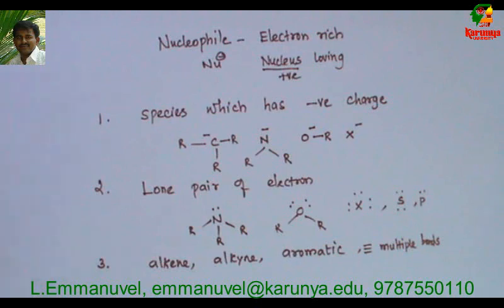Be thorough about this. There are only 3 types of nucleophile. The first one, species which has negative charge. Second, species which has a lone pair of electrons. Third one, alkene, alkyne and benzene. And simply you can say multiple bonds.